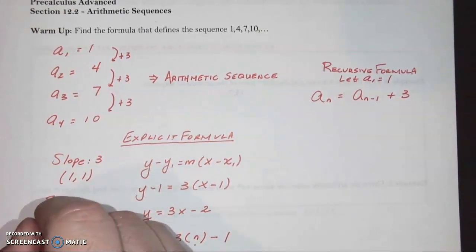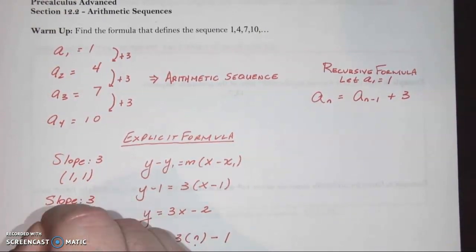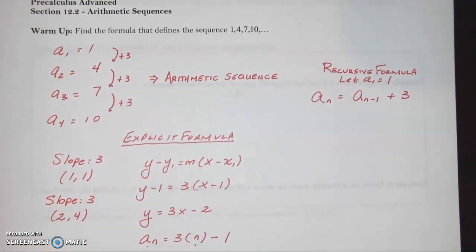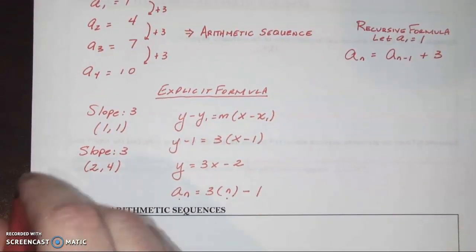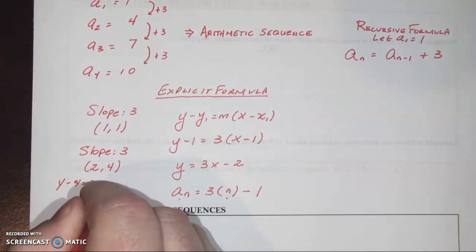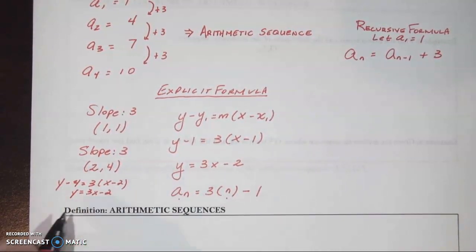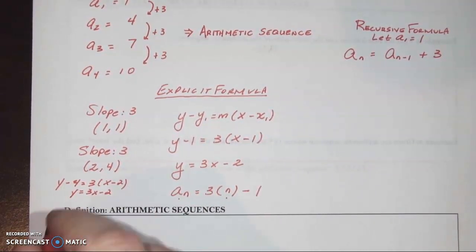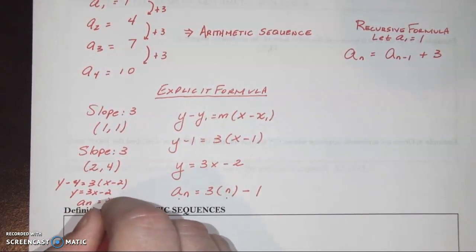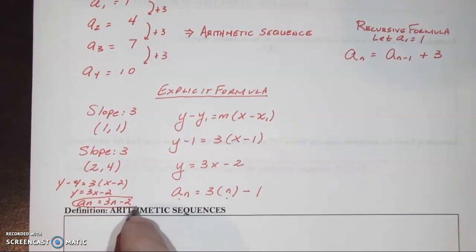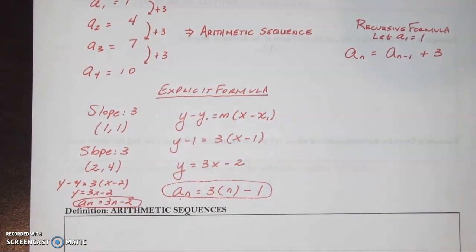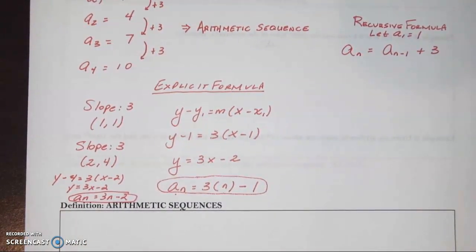We could do the same thing if we used the quote-unquote point 2 comma 4. If we used this here, it'd be y minus 4 equals 3 times x minus 2. We'd still get y equals 3x minus 2 after doing some algebra, and we'd still come up with the same explicit formula. And we came up with that thinking about an arithmetic sequence as a function, and that's one way to come up with the explicit formula for an arithmetic sequence.